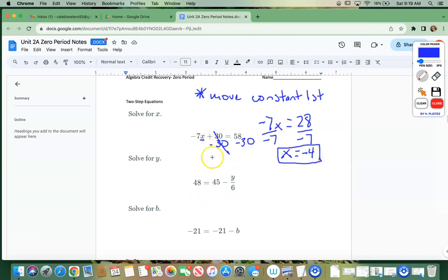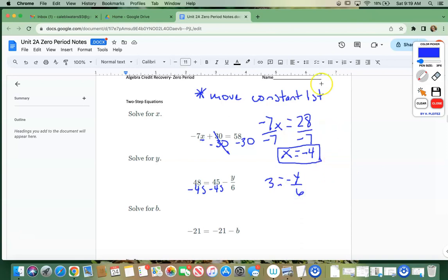So remember to move your constant first. So we have this 45 that we need to get away. So I'm going to subtract 45, subtract 45. That'll make it 48 minus 45, so that makes it 3, equals negative y over 6.